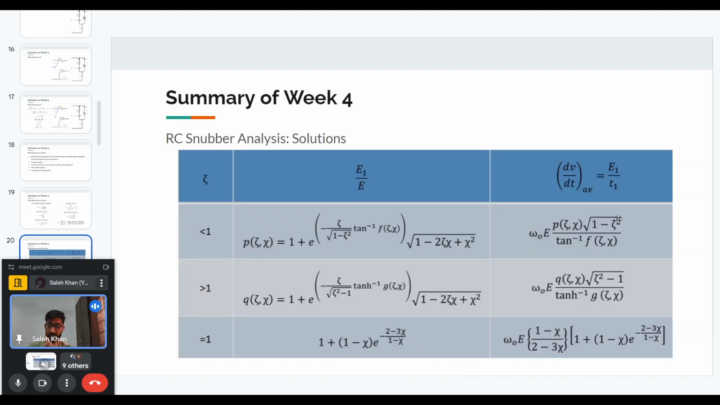So these are the solutions as were shown in the course. For different values of the zeta, the damping factor, we have different expressions for E1 by E and the dVdt average. And these are very complicated expressions, and you can use MATLAB to find them, or you can use the plots that we'll see to design the snubbers.